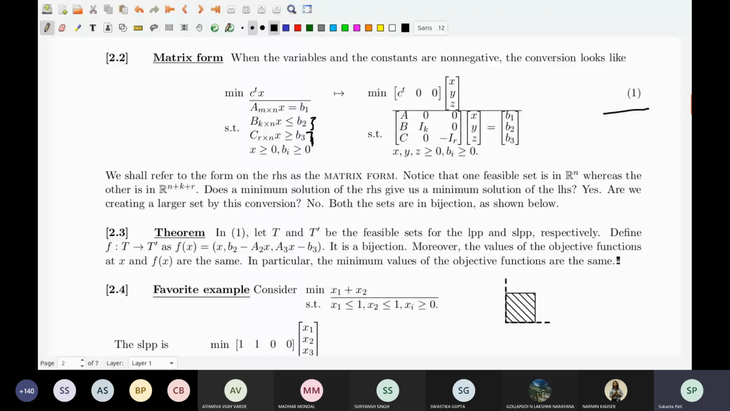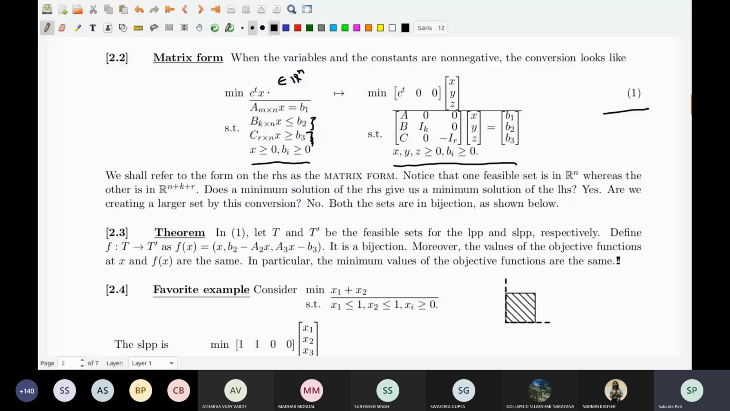So what I was saying, the left hand side is the problem that you might have got, and the right hand side is the problem that you converted to. Notice left hand side is in Rn. This is a problem X. You only had X1, X2, X3, Xn. Now what you have done, this is n variables.